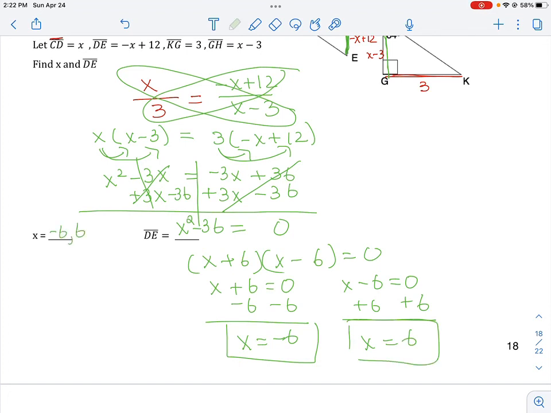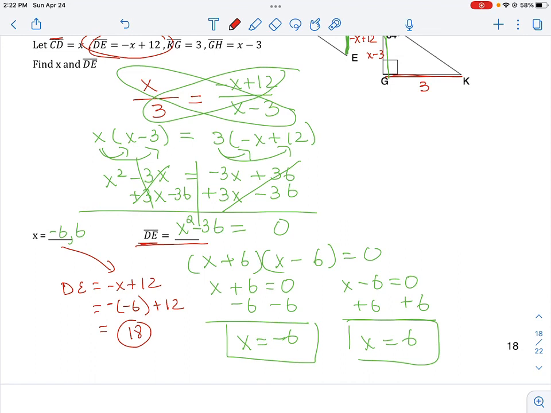But then notice in this problem, it also asked me to find DE. Well, what's DE? Let's go back here. DE is negative x plus 12. So we need to take these x's and plug it in. So if I plug in the negative 6, I have a negative still here, a negative 6 plus 12. So you're going to get 18 as one of your answers. And then the other number is 6. So I can also plug in 6. And if you do this, you're going to get 6 as the other answer for DE. So actually, you have two answers for DE in this problem.